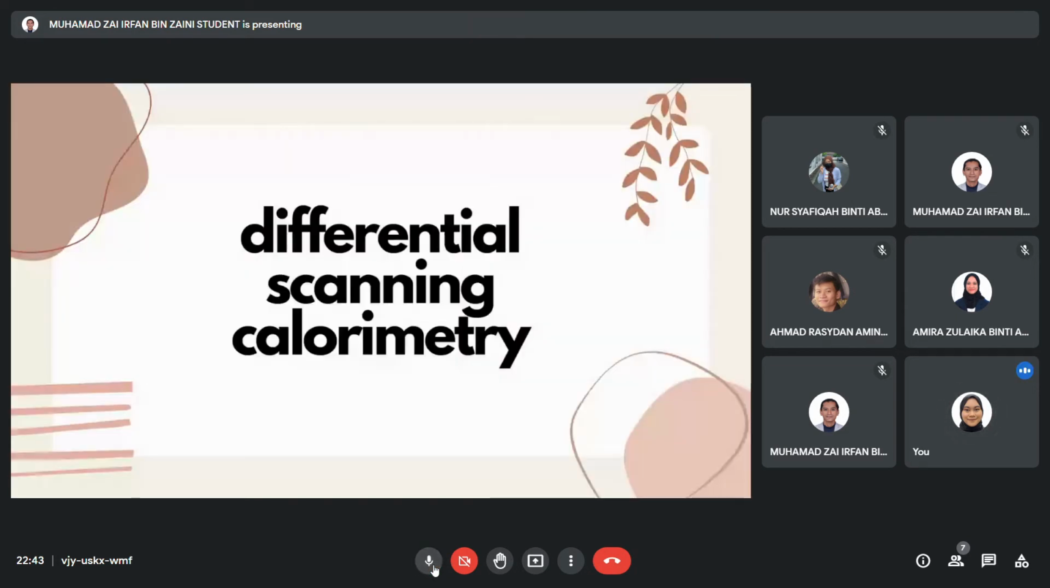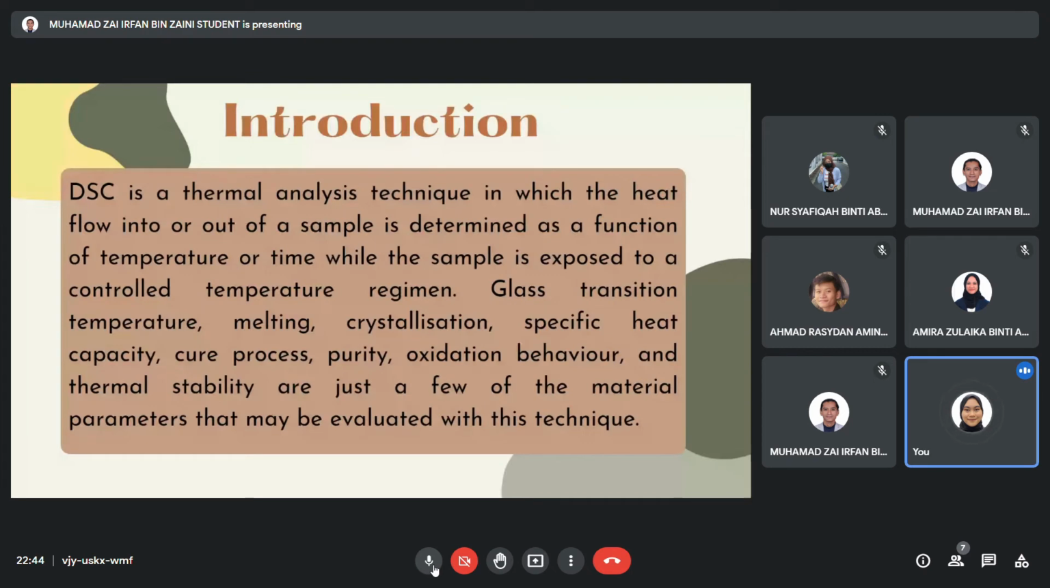Next. The last method is differential scanning calorimetry. DSC is a thermal analysis technique in which the heat flow into or out of a sample is determined as a function of temperature or time while the sample is exposed to a controlled temperature regimen. Glass transition temperature, melting, crystallization, specific heat capacity, cure process, purity, oxidation behavior, and thermal stability are just a few of the material parameters that may be evaluated with this technique.